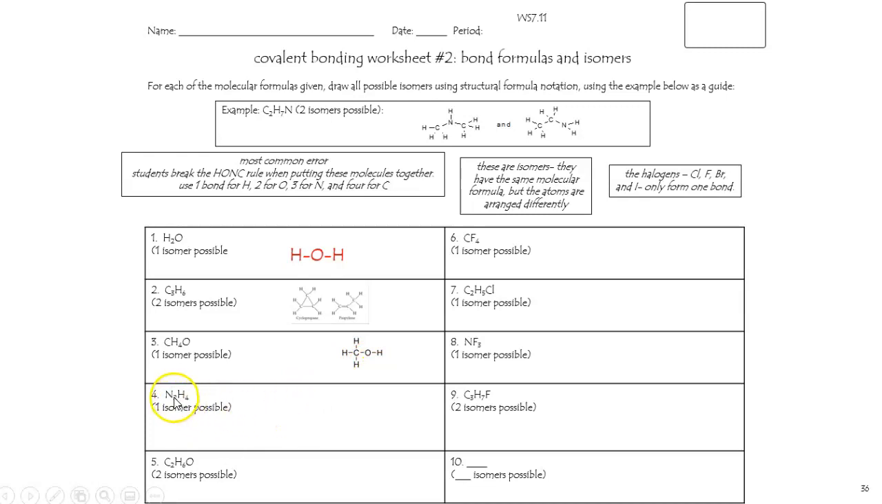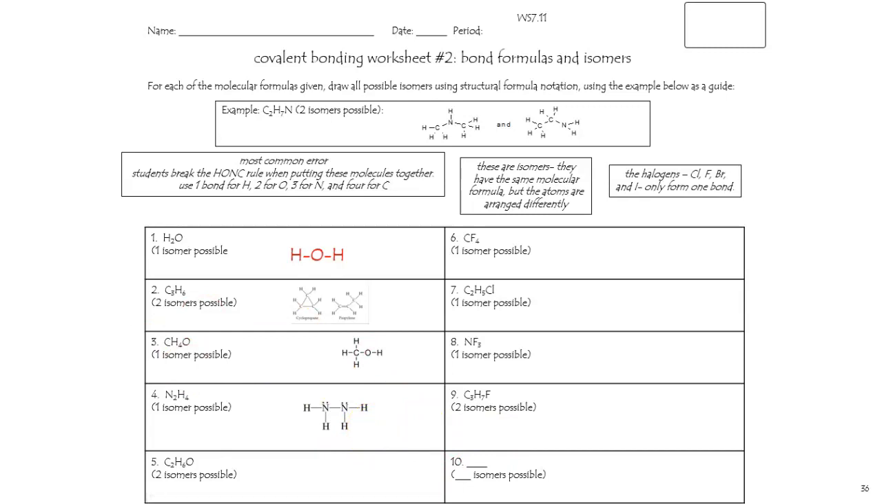N2H4, well, let's assemble it. Nitrogen forms 3, hydrogen 1. I will add those lone pairs, 1 each for nitrogen. And is this enough to satisfy everything? Yeah, look, every nitrogen has 3 bonds. Every hydrogen has 1. This is hydrazine, rocket fuel.